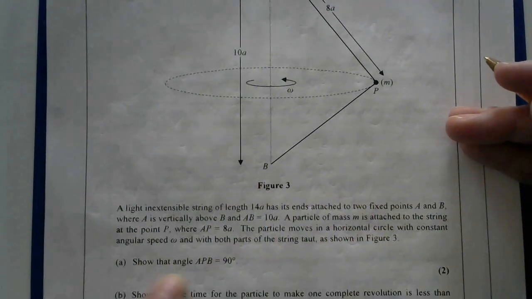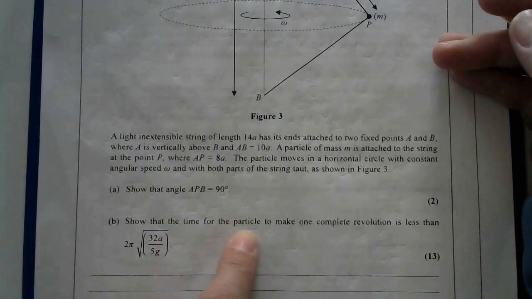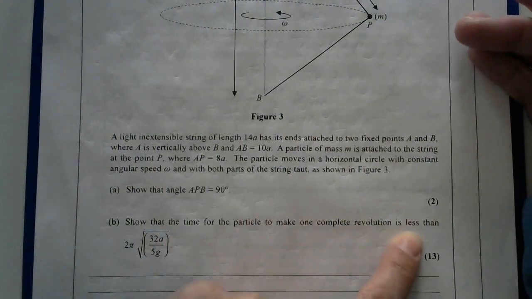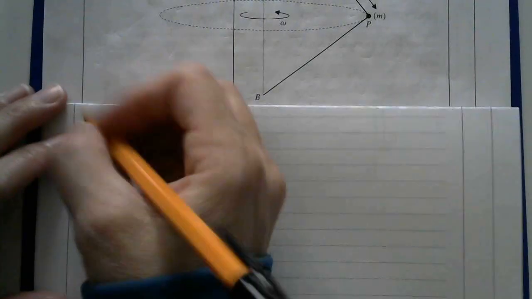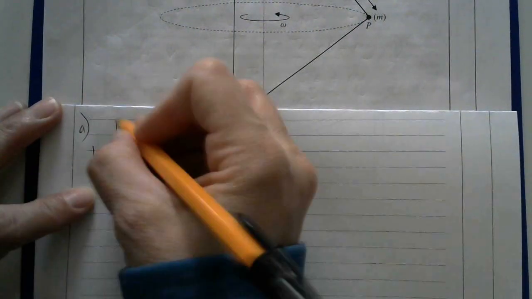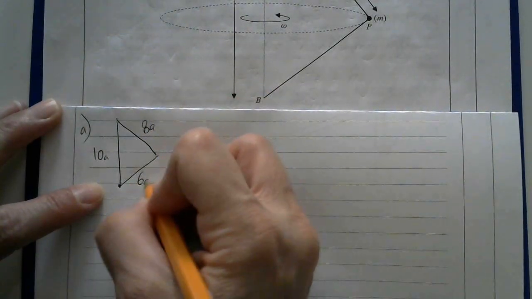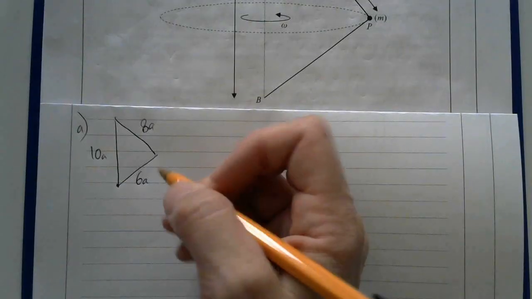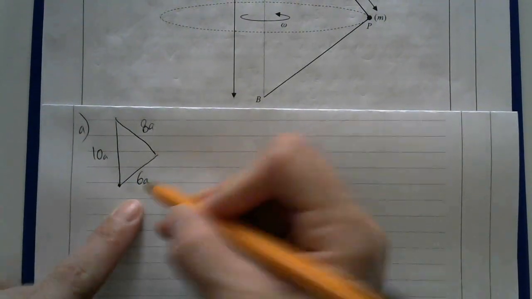Show that the angle APB is 90 degrees, and then show that the time for the particle to make one complete revolution is less than this. Okay, so if I begin with the triangle, then I know that this is 10A, I know that this is 8A, and I know that this is 6A because I did 14A minus 8A to get this.